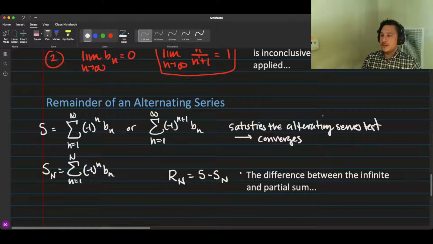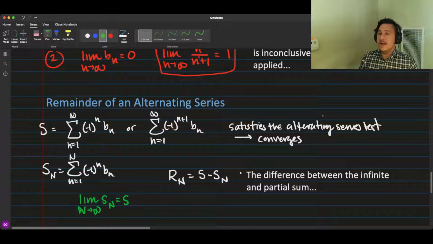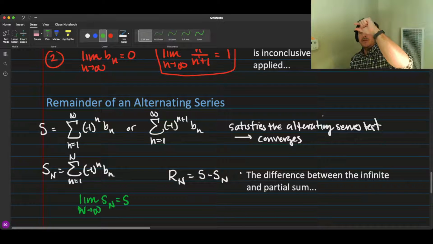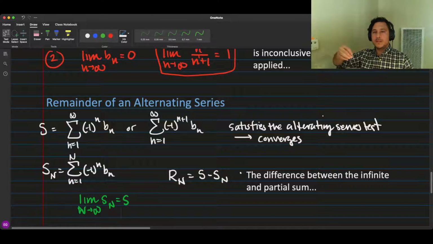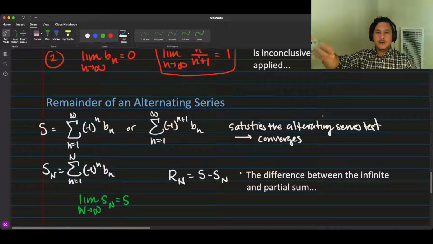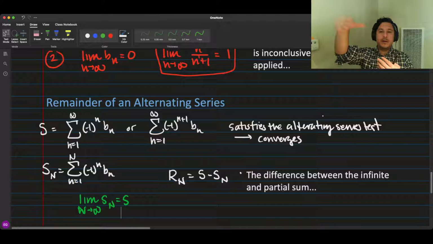To remind yourselves, if you take the limit of the partial sums, that's going to be equal to the infinite one, right? So the remainder is basically telling you, as those partial sums converge to the value of the infinite sum, how far away is that partial sum from the infinite sum? In other words, the difference between where they're heading to and where they currently are.